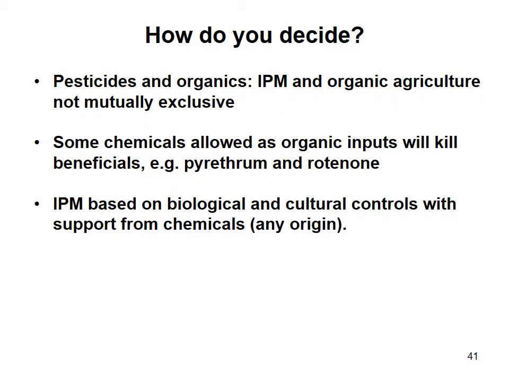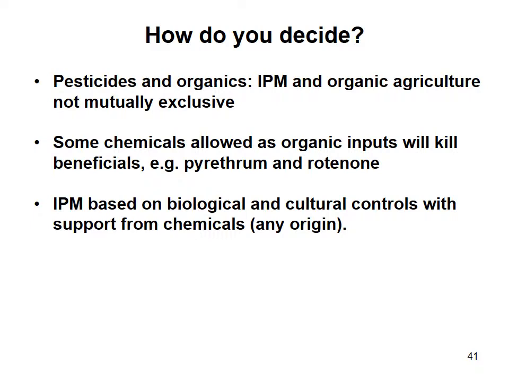We can't assume that because a pesticide is allowed for organic agriculture, that it is also suitable for IPM. For example, pyrethrum and rotenone are derived from natural sources, so they're permitted in organic agriculture. But the problem is they both kill a wide range of beneficials, and so they're not desired in IPM strategies.